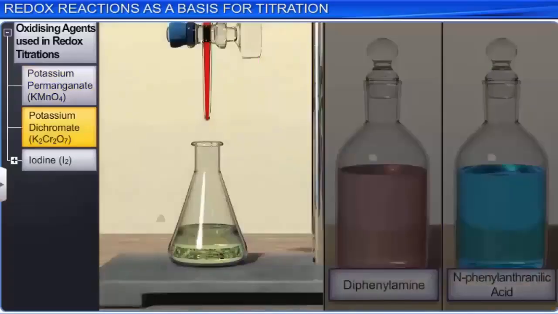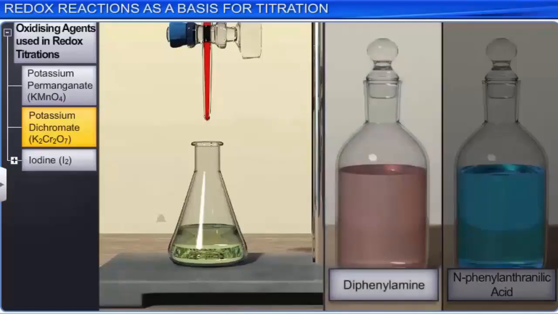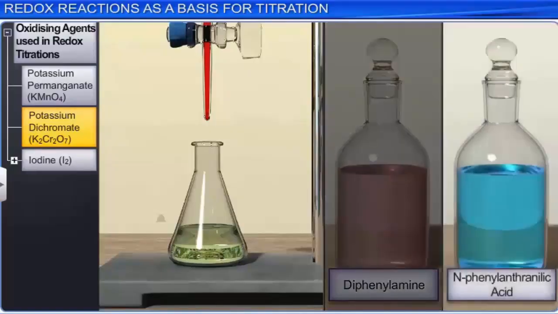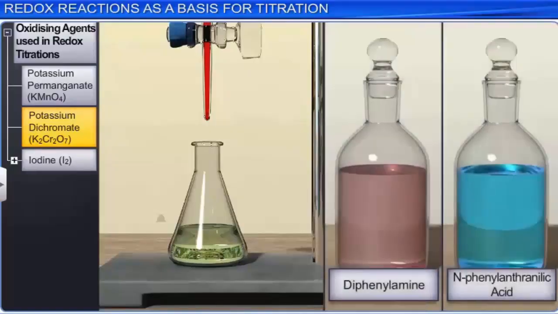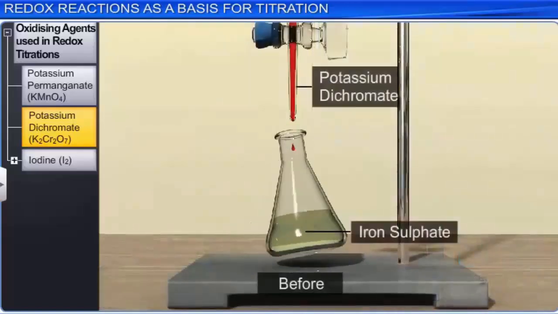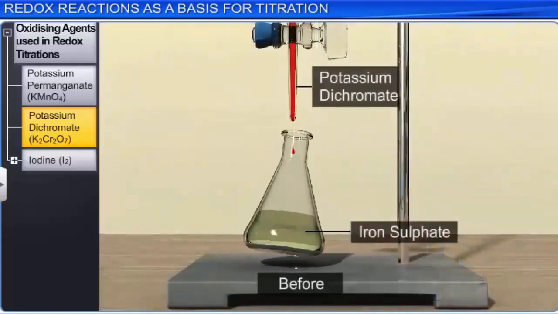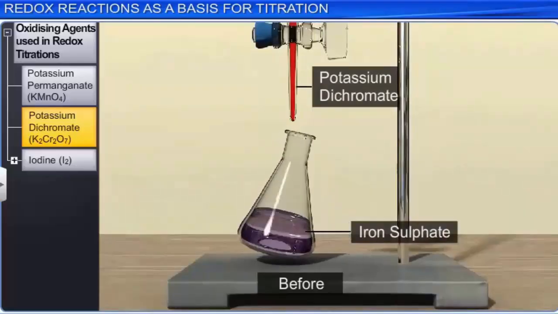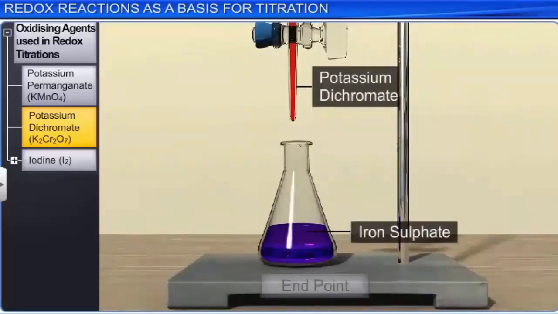In the redox titration reactions, where the oxidizing agent doesn't act as self-indicator, indicators such as diphenylamine or N-phenylanthranilic acid are used. These indicators are oxidized immediately after the last bit of the reactant is consumed, producing dramatic color change.